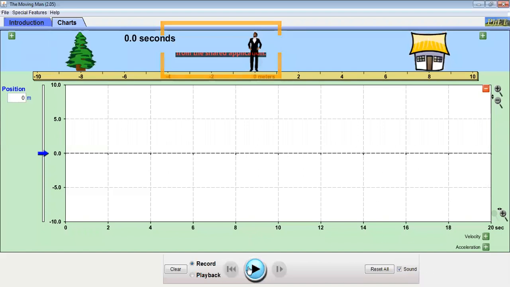Now I start the motion and see how the motion will be when the object is moving with a variable velocity. See, and look at the motion. See how the object is speeding up. Yes or no? And how do we get a graph?